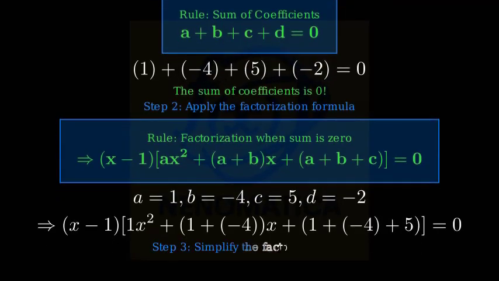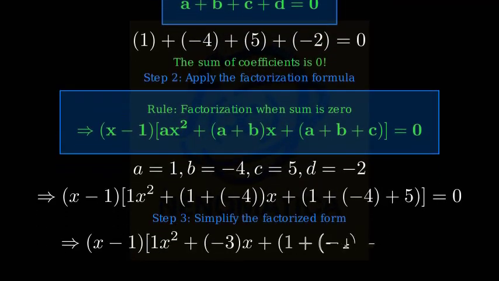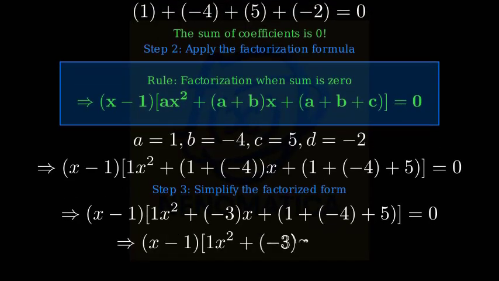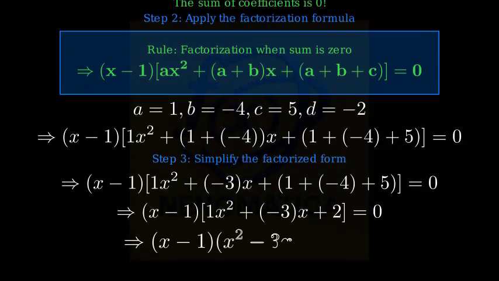Let's simplify this expression. Inside the brackets, we have 1x squared plus (1 plus -4), which gives us -3x, plus (1 plus -4 plus 5), which equals 2. So our factorized equation becomes x minus 1 times the quantity x squared minus 3x plus 2 equals 0.